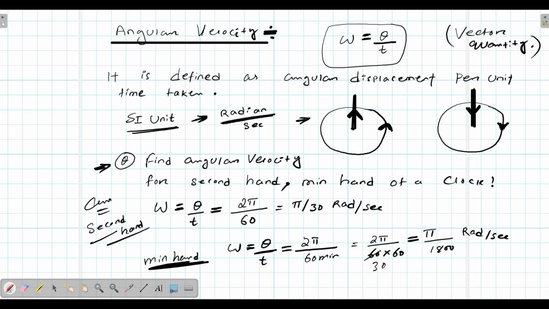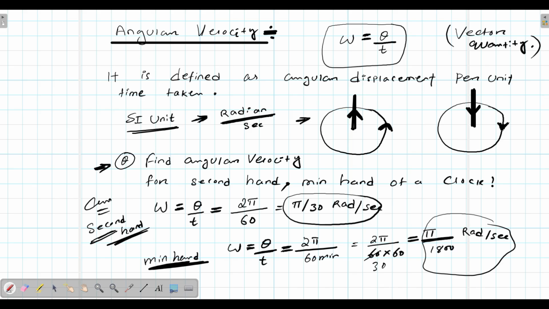For second hand, this is pi by 30 radian per second. For minute hand, this is pi by 1800 radian per second. So this is angular velocity.